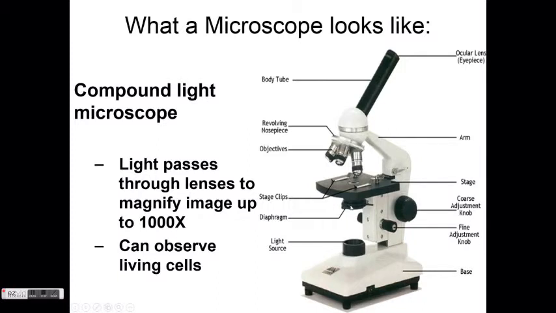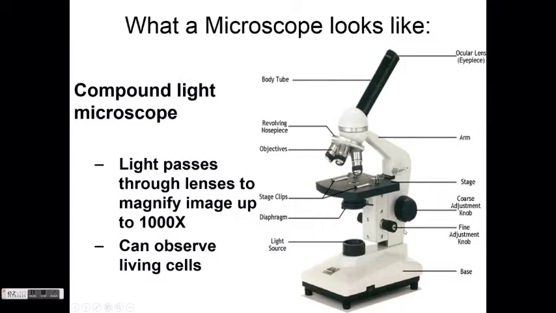And you've got your light source down here, which is usually just a light that you turn on. Your diaphragm can adjust the amount of light that comes in. If it's too bright, you close it a little. If it's not bright enough, you open it a little. And then you have your adjustment knobs right here. So you have your coarse adjustment knob and your fine adjustment knob.